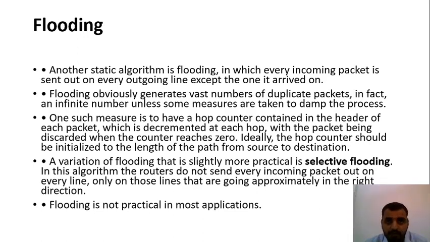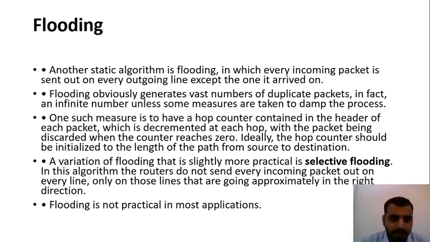So what will happen to this? This will create duplication of the packets. Another static algorithm is flooding, in which every incoming packet is sent out on every outgoing line except the one it arrived on. In the sense, if at router A there are 3 routers connected, B, C, D, router A will send the data to B, C and D, and it will not send it back to itself. That is the first part.